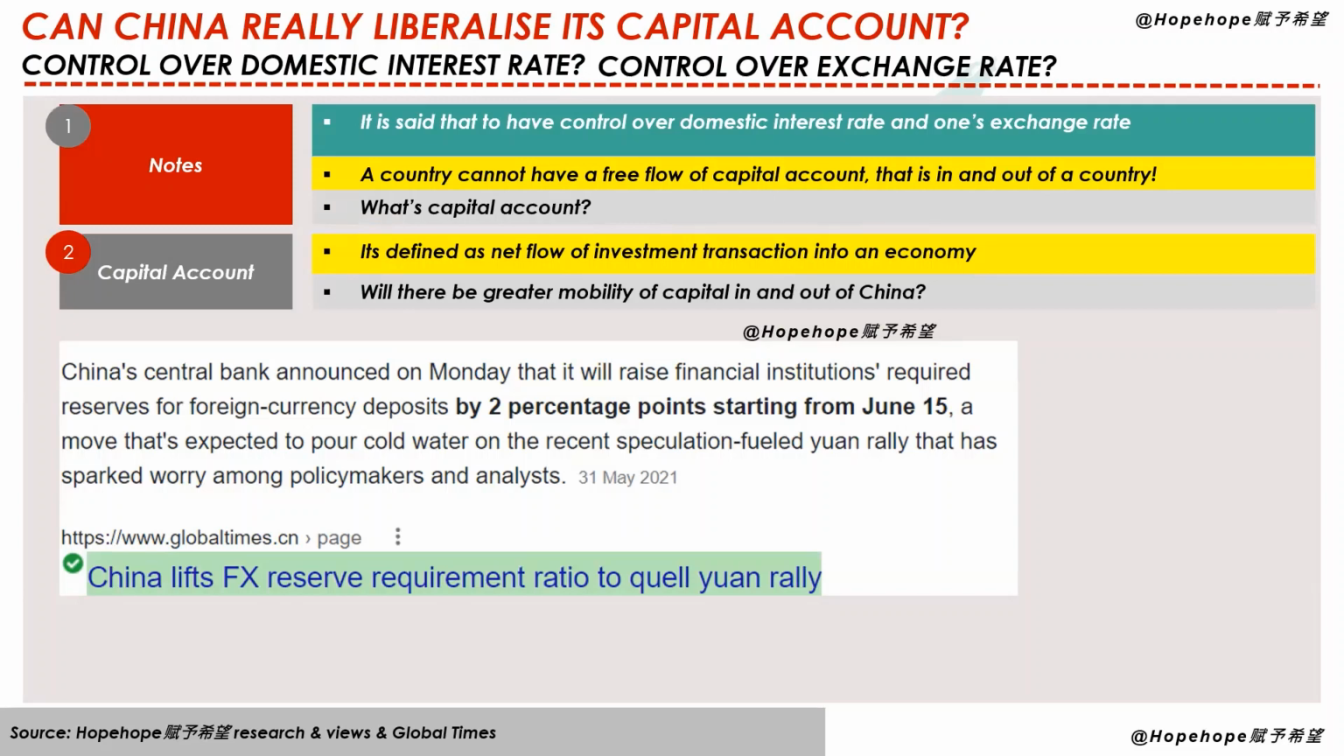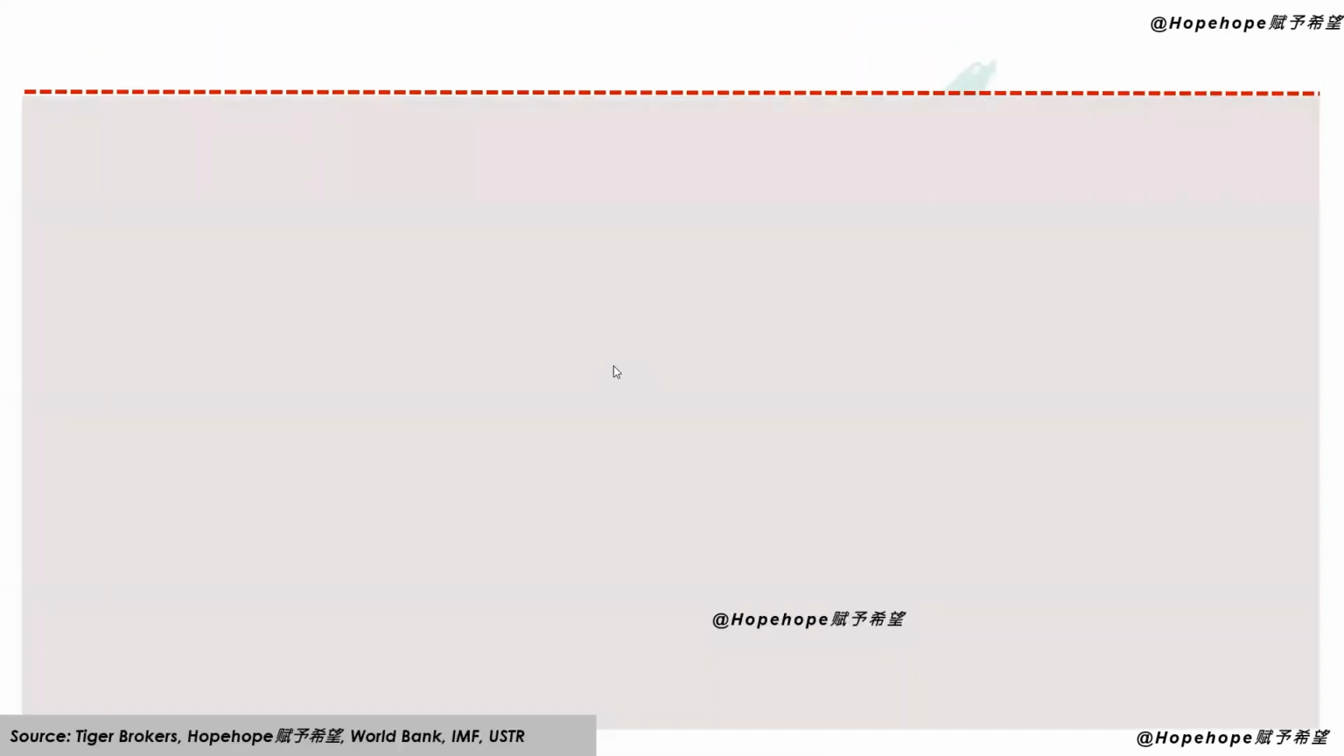Why? They are worried about the sudden, very strong strength in the renminbi. So having a higher reserve requirement for foreign currency deposits will reduce the foreign currency supply in the market, thereby providing a kind of support so that the renminbi will not gain so fast.